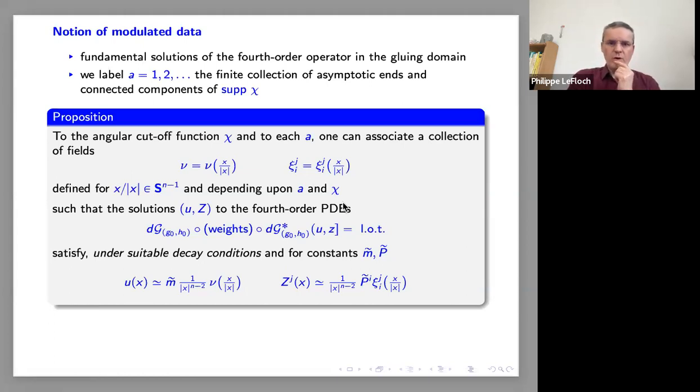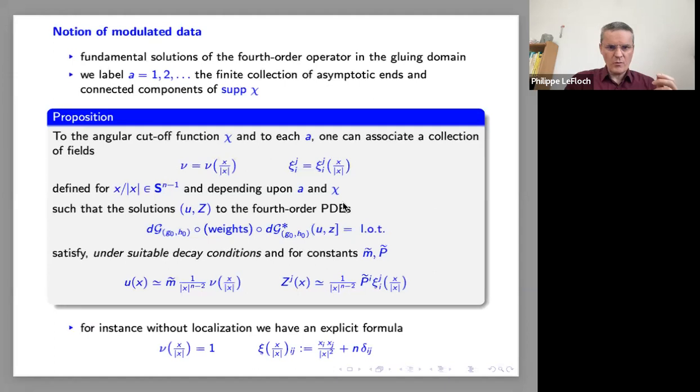So U will be 1 over x to the power n minus 2, times now a certain coefficient. I wrote below what happens if you have no localization. If there is no localization, the behavior will be 1 over r, and then there will be a multiple of 1 over r that pops up. But now, since there is a localization, all these things are localized in a way that I can study, and I can check the shape of these functions. But these functions now do depend on the sphere at infinity. They are non-trivial functions on the sphere at infinity. So this is what I state in this proposition.